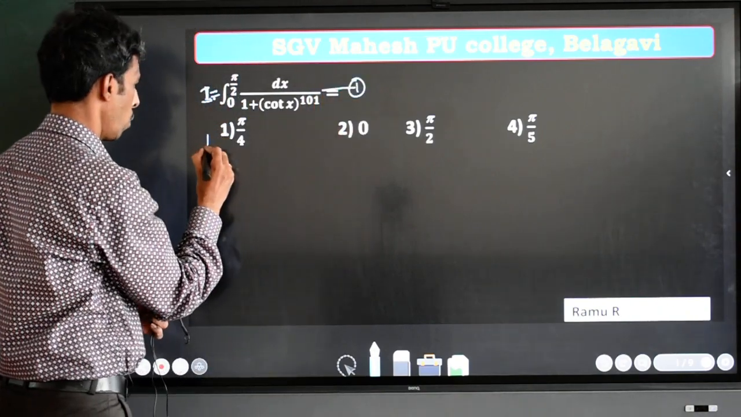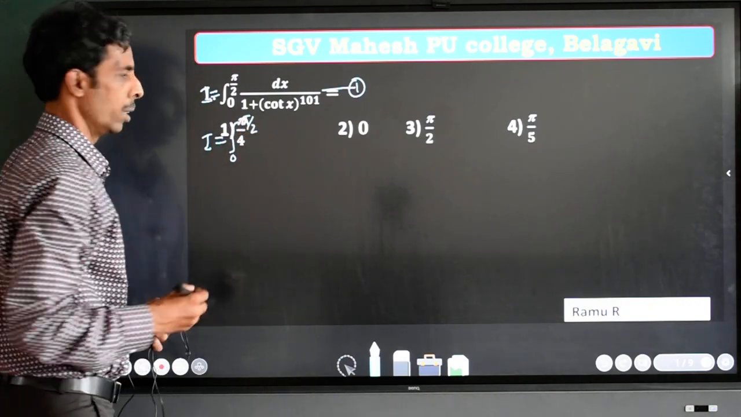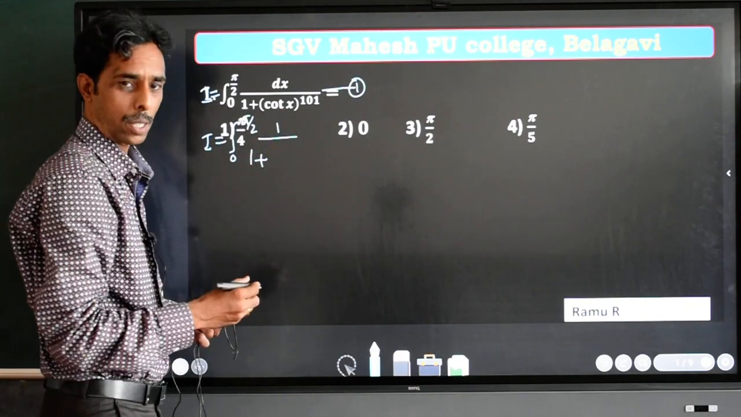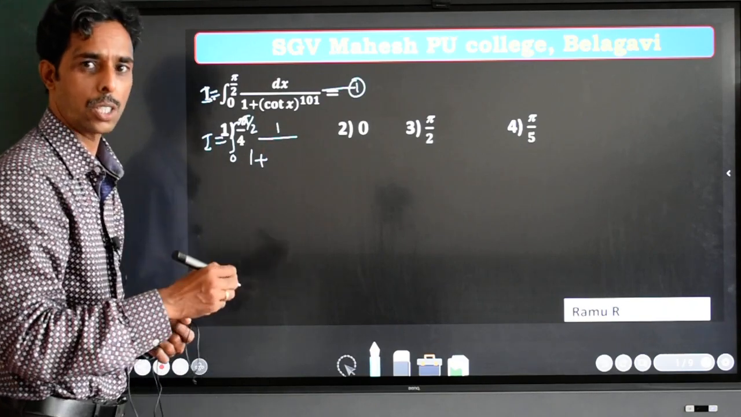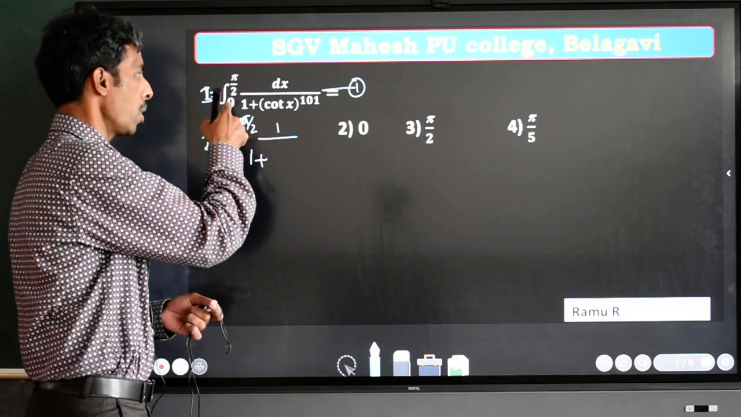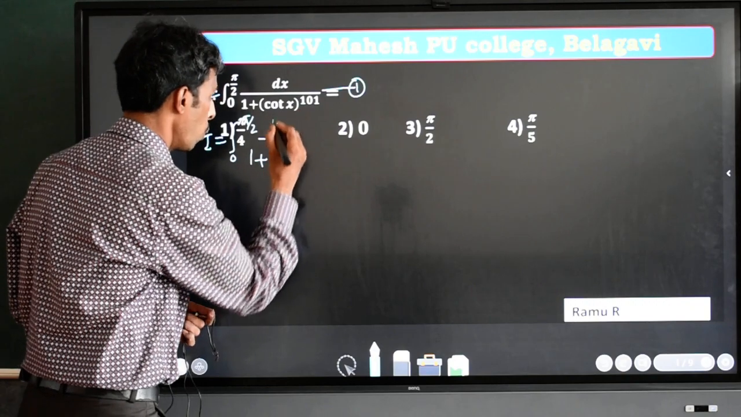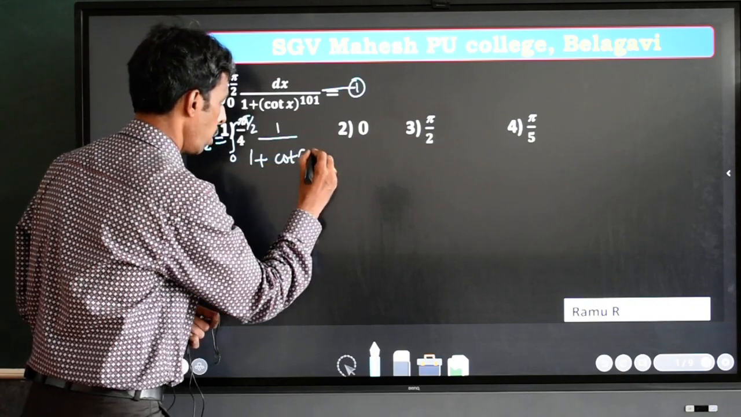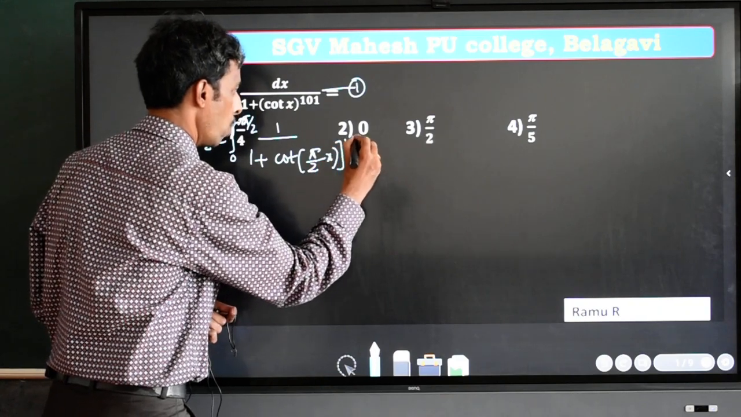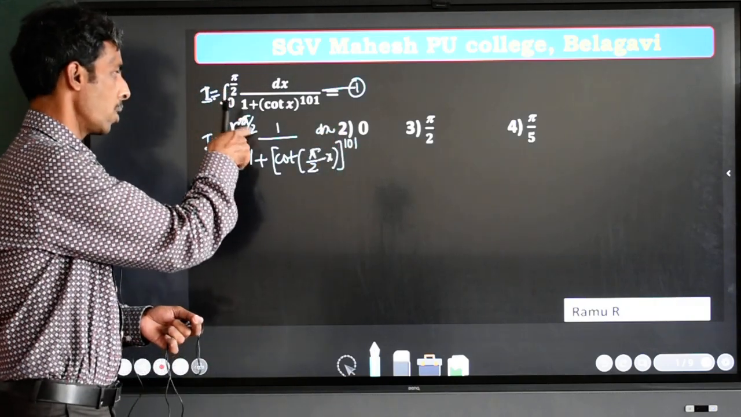Next, I is equal to the integral from 0 to pi divided by 2 of 1 divided by 1 plus cot x. According to the property of definite integral, the integral from 0 to a of f of x dx can be written as the integral from 0 to a of f of a minus x into dx. Therefore, this cot x can be written as cot of pi by 2 minus x, whole to the power 101 into dx. See, a in the sense is pi by 2.